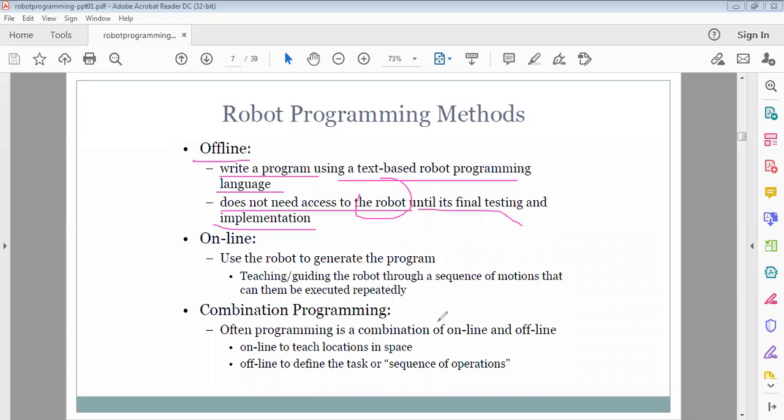Okay, so that is the kind of offline programming. So next, online programming. Online programming uses the robot structure to generate the program, either by using teaching or guiding the robot through a sequence of motions that can be executed repeatedly. Okay, so that is online.